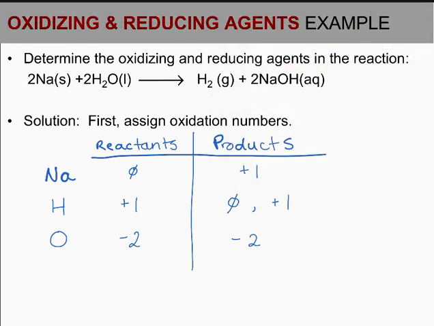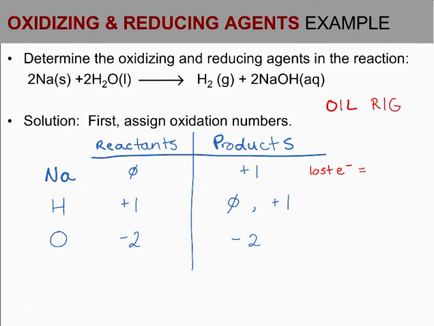Now we have to determine, did sodium gain electrons or did it lose electrons? In this case, the oxidation number increased, so that means that sodium lost electrons. And remember our acronym OIL RIG, or Leo the Lion says GER. If we have a loss of electrons, is that oxidation or reduction? Hopefully you said oxidation.